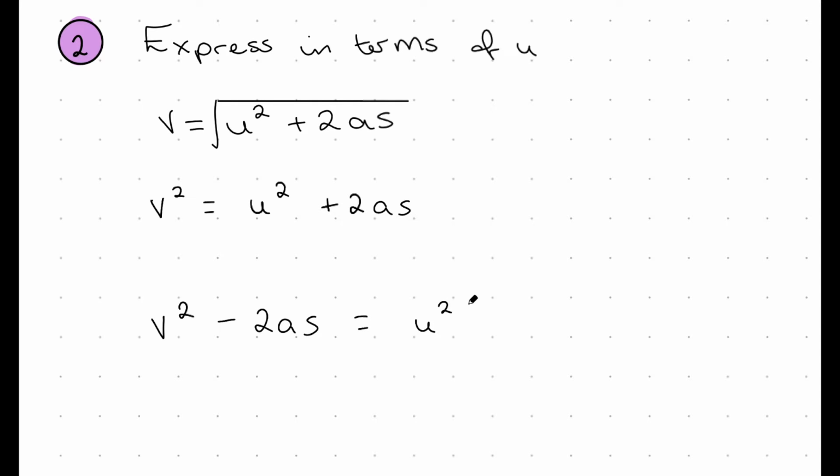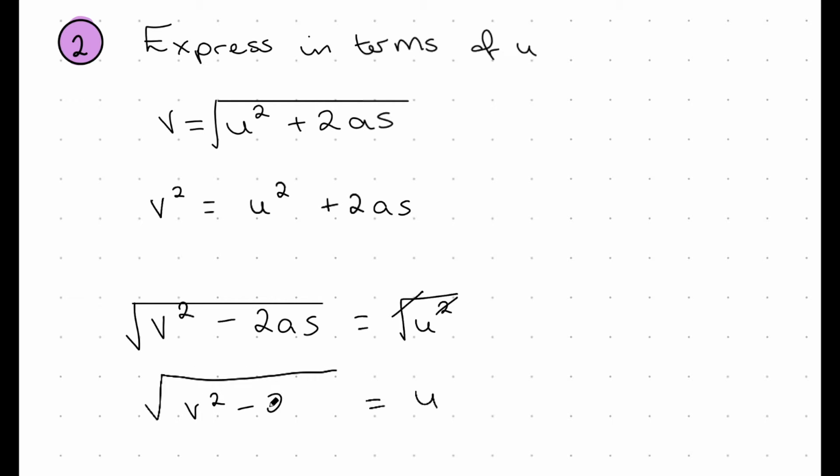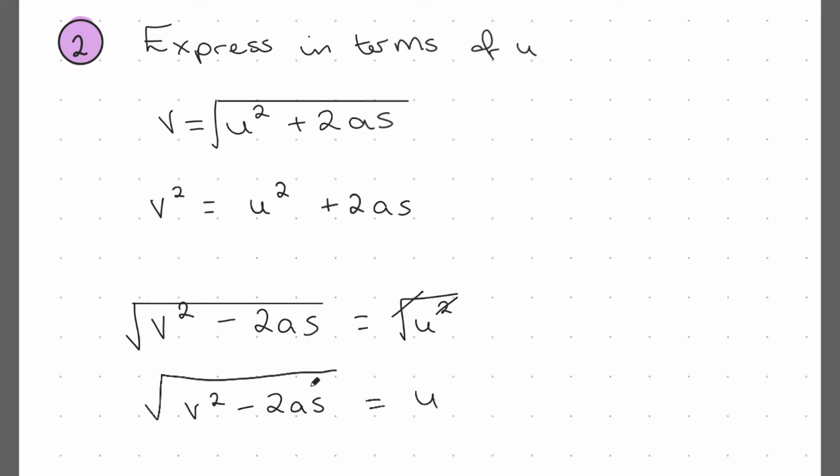Then I'm going to ask myself, how do I undo something that is being squared? The opposite of squaring something is square rooting it. So I'm going to square root both sides, and those two things will undo each other, so we're just left with u, and then we get u is equal to the square root of v squared minus 2as.